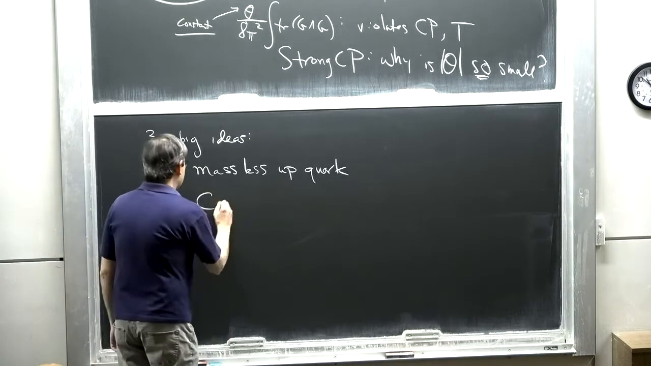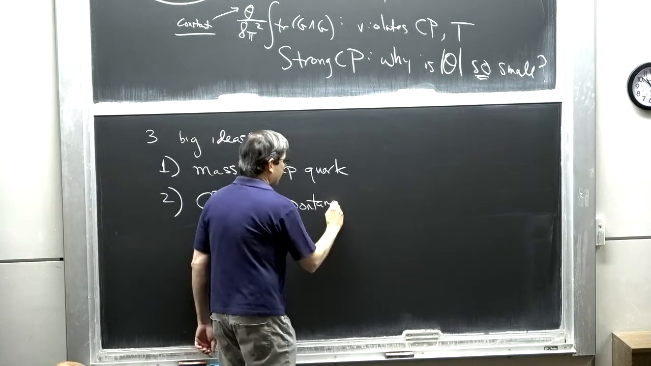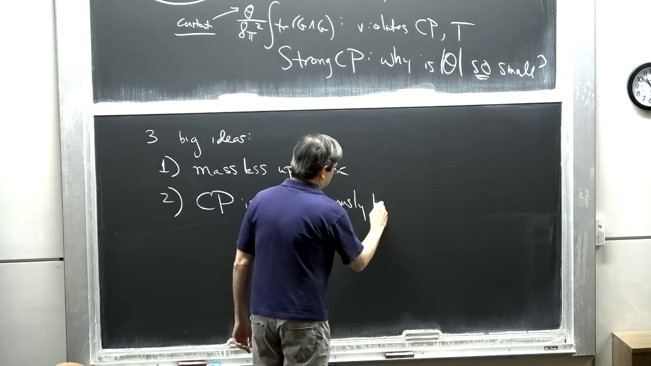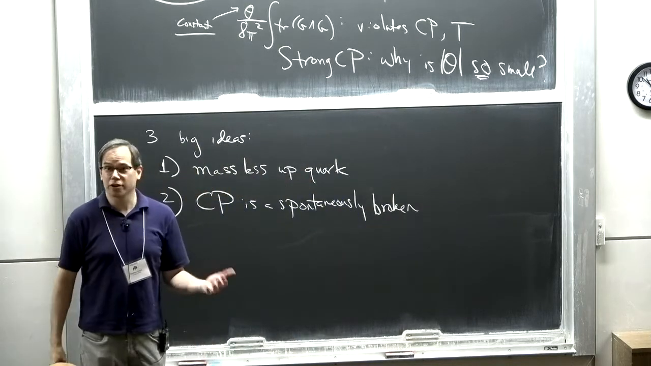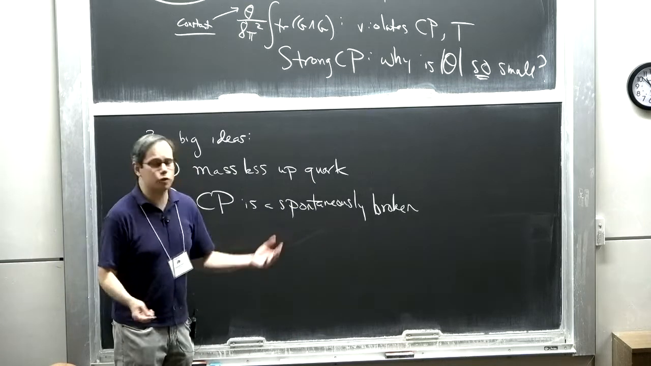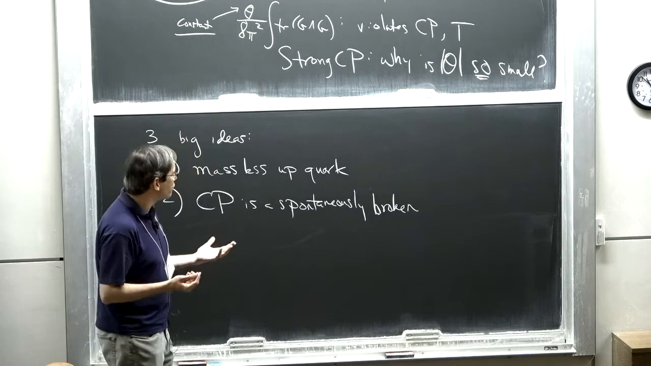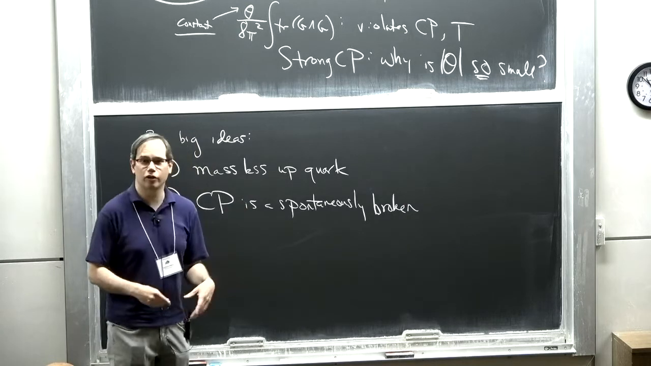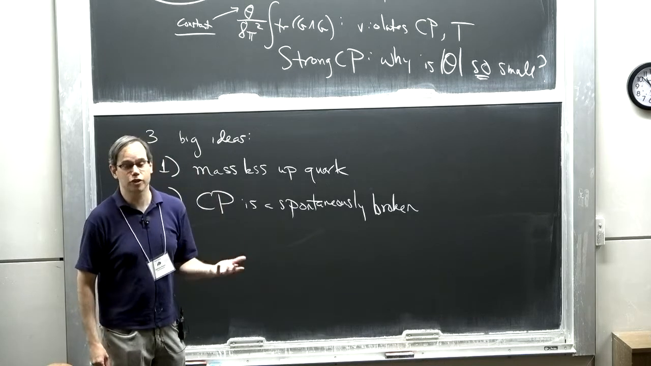The second big idea is that CP is really an exact symmetry of nature. We do see CP violation in the CKM matrix, so it doesn't look like a symmetry of the world around us, but maybe it is a symmetry that was spontaneously broken. And maybe if you're really clever, you can construct some model where CP is spontaneously broken in a way that generates the CKM phase but doesn't generate a theta. And it turns out it's really hard.